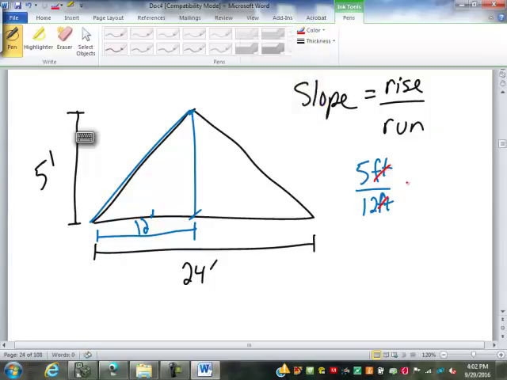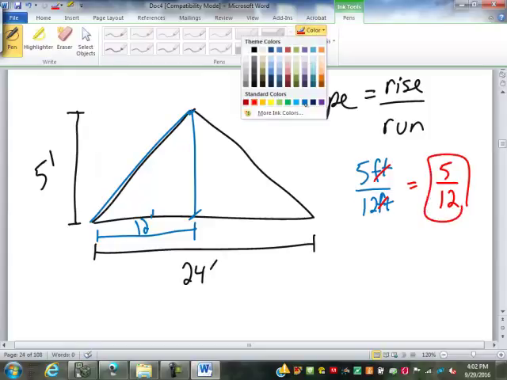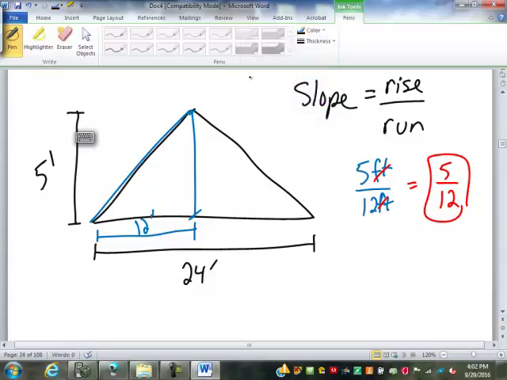Well, the feet cancel out, so I'm just left with a 5 and 12 slope. 5 feet of rise for every 12 feet of run, or 5 inches of rise for every 12 inches of run, or 5 centimeters of rise for every 12 centimeters of run. The units don't matter when we're dealing with ratios.